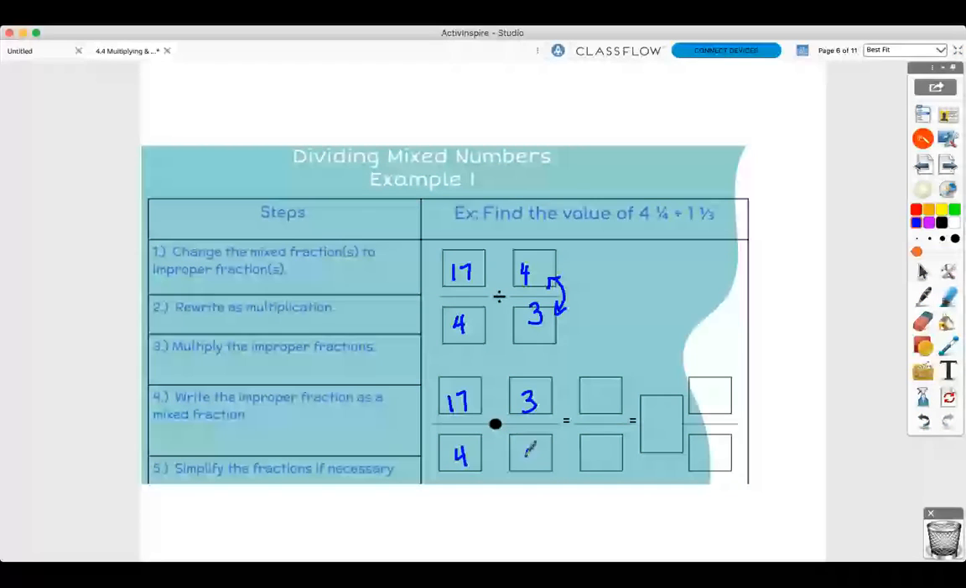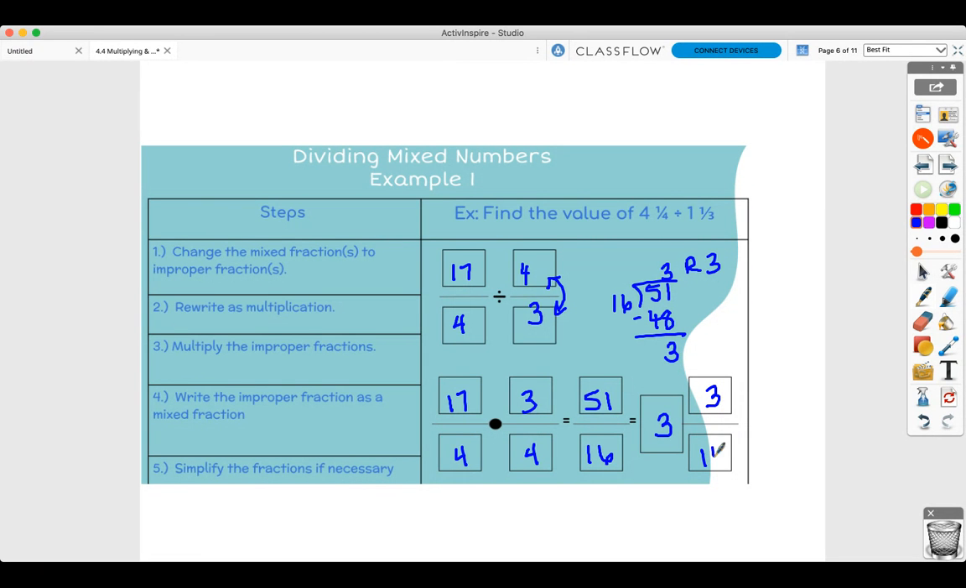So 3 over 4. And now check to see if you can cross simplify. 3 and 4 don't have a common factor, and neither do 17 and 4. So we just multiply across. 17 times 3 is 51. 4 times 4 is 16. And now we're going to divide 51 by 16. 16 times 3 is 48. So 3 remainder 3. So 3 is your whole number. Your remainder is 3, which is your numerator. And your denominator stays the same as 16.